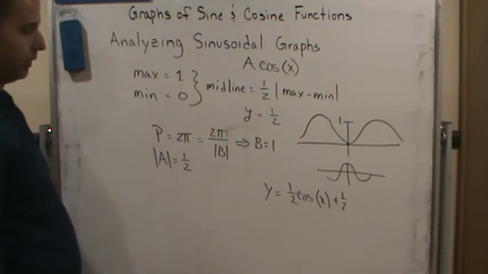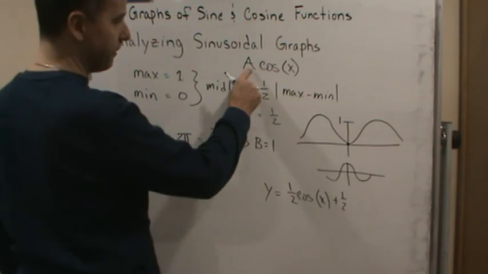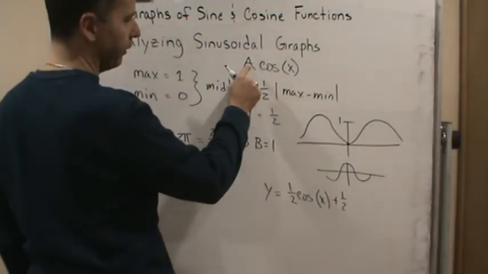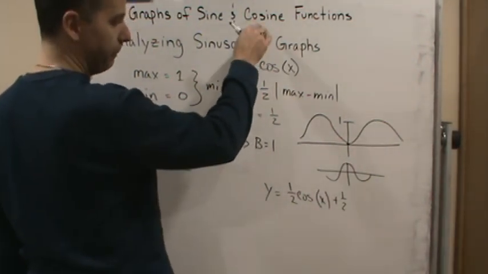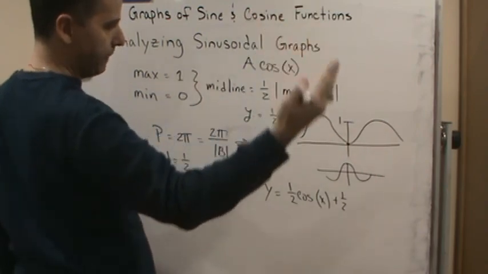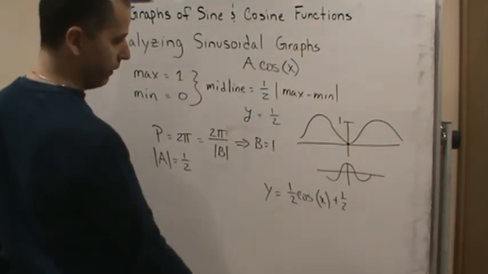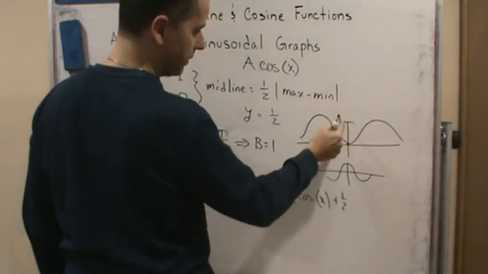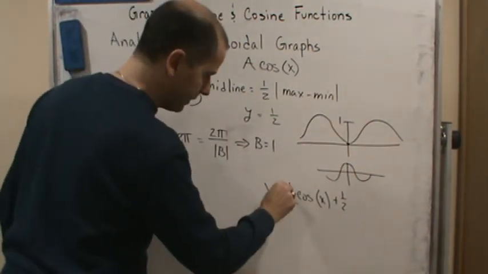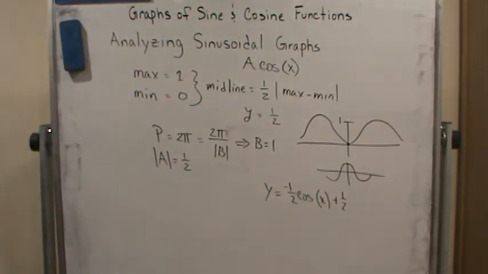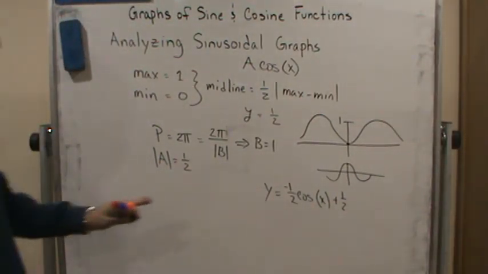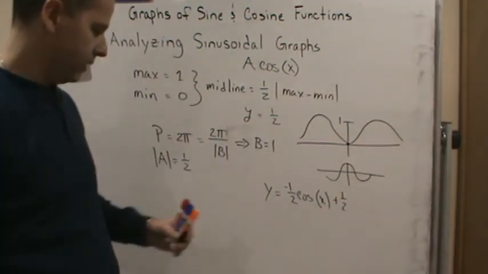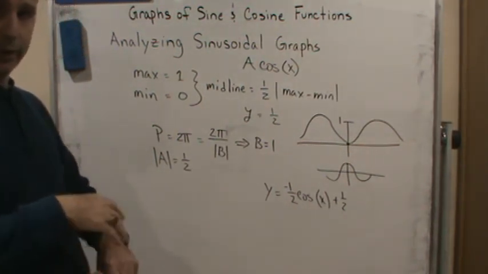whether it's a reflection across the x-axis, right? Because remember, this affects y. So if this is negative, you're taking all the positive y values and making them negative, and all the negative y values and making them positive. So it's a reflection, so this becomes this. That means A is going to be negative, and this then describes the graph we were looking at.